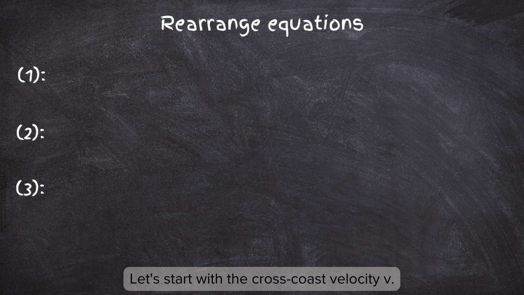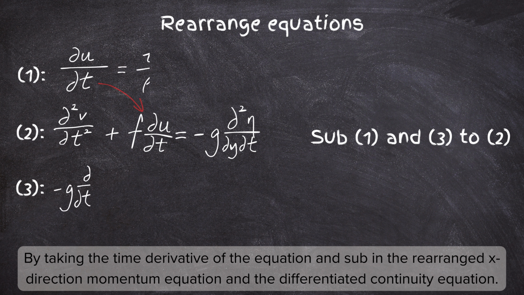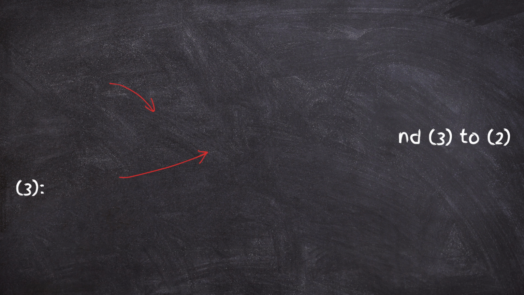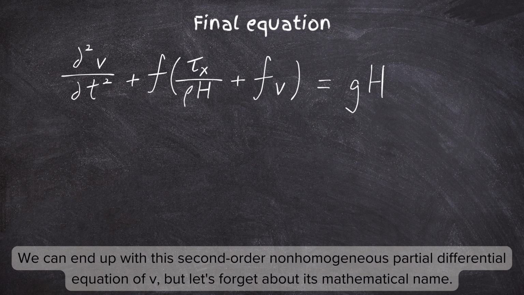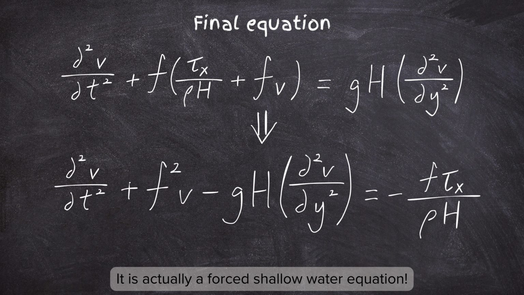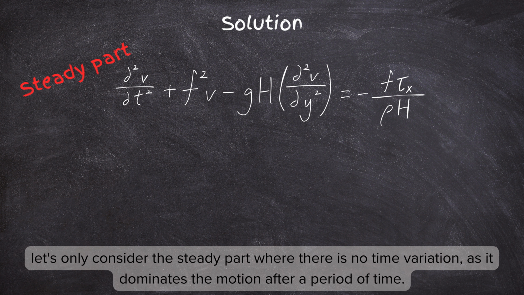Let's start with the cross-coast velocity v, by taking the time derivative of the equation and substituting in the rearranged x-direction momentum equation and a differentiated continuity equation. We end up with this second-order non-homogeneous partial differential equation of v, but let's forget about its mathematical name. It's actually a forced shallow water equation. Although the solution of this equation should be a combination of its steady and transient parts, let's only consider the steady part where there is no time variation, as it dominates the motion after a period of time.